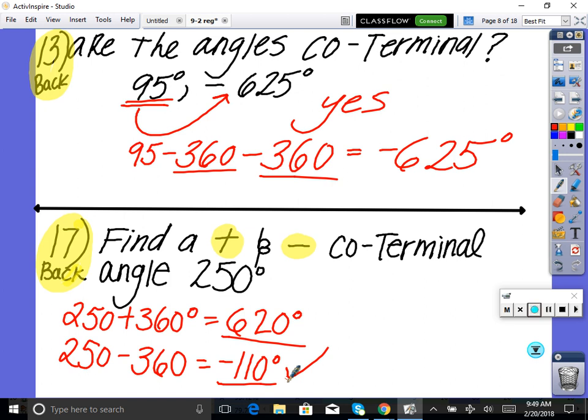Positive doesn't have to be adding 360, everybody. So let's say that we had to subtract 360 and it was a negative answer still, then that's still a negative coterminal angle. It's a positive coterminal because it's positive and it's a negative coterminal because it's negative.